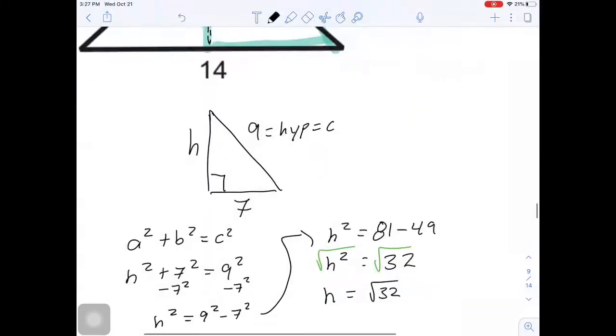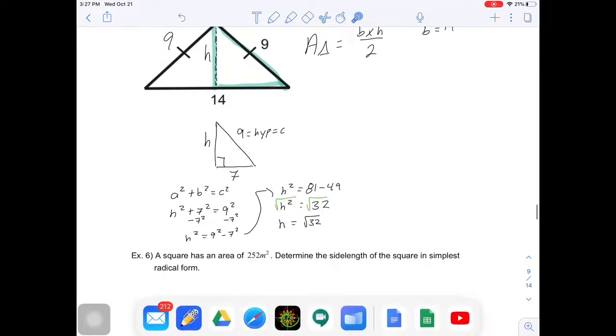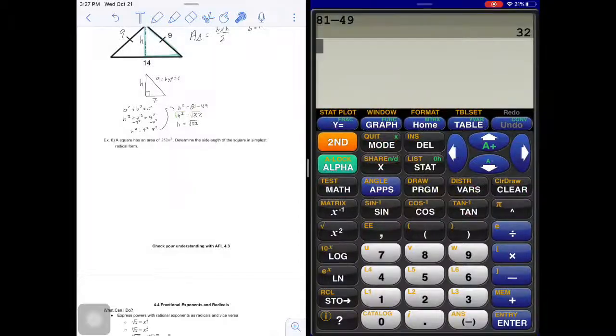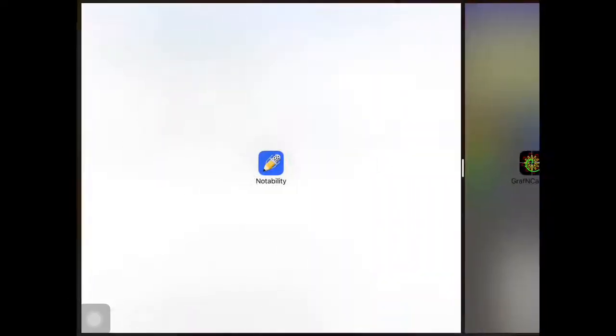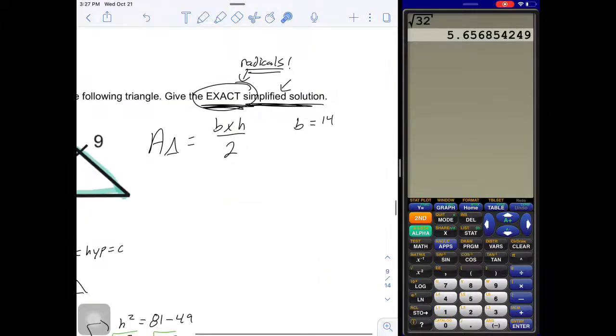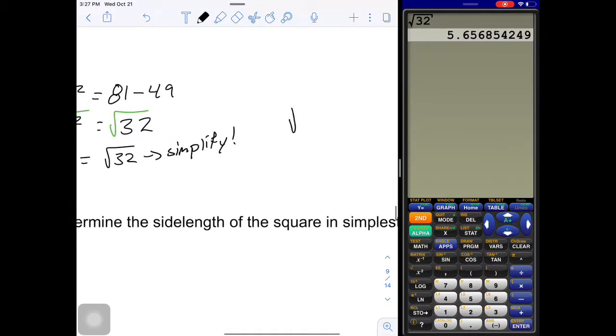Now recognize that we don't want to put this in our calculator because we want an exact value. If we plug square root 32 into our calculator, you get a really ugly decimal number. We're not looking for an ugly decimal number. We're looking for, as our question said, an exact simplified solution. So the first thing I'm going to do here is simplify this, aka put it into a mixed radical. So let's put this into a mixed radical.